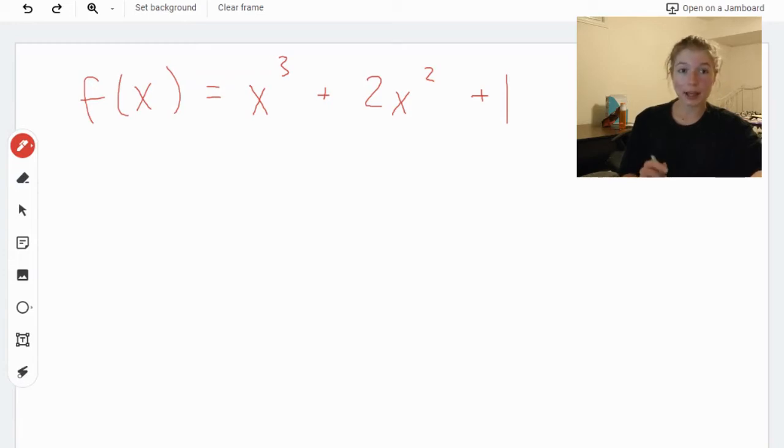That means we can apply the power rule separately to each term within the equation, and this will make finding the derivative a lot more simple. So let's do that. Let's try and apply the power rule to each term within this equation.